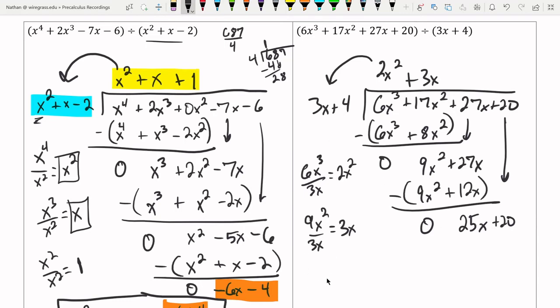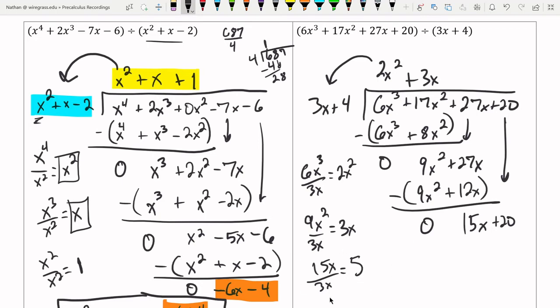25x divided by 3x equals... I found my error here. I actually made an error. 27 minus 12 is 15, not 25. 15 divided by 3 is 5.